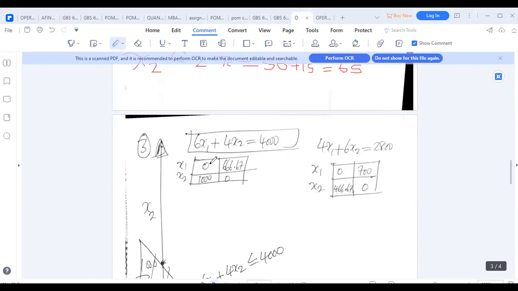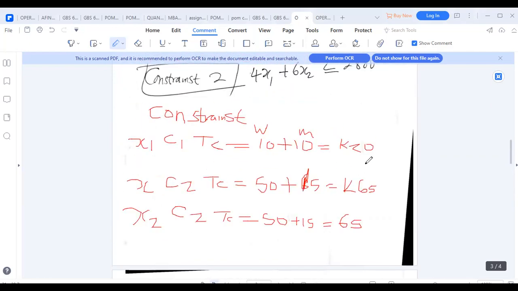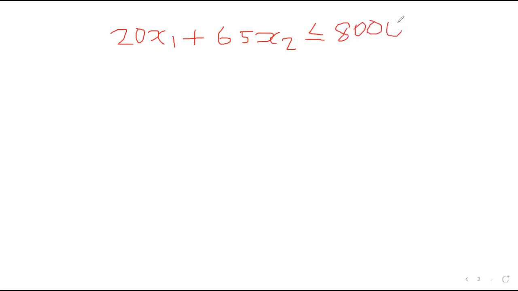So for the first one, the table of values, we can say 0, 1000. Now, what is going to happen here is that the other constraint which we are going to incorporate, constraint 3, will be 20x1 plus 65x2, which should be less or equal to 8,000. The 8,000 was given in the question.